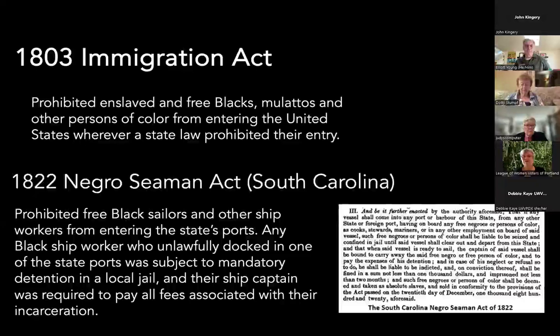Fears of that sort of rebellious attitude by formerly enslaved Black people and free Black people would come into the US. In 1822, there was a Negro Seaman Act in South Carolina that prohibited free Black sailors and other ship workers from entering the state's ports. Any Black ship worker unlawfully docked in one of the state's ports was subject to mandatory detention in a local jail, and their ship captain was required to pay all fees associated with their incarceration. So if we think about detention and deportation, in various ways this goes back, directed specifically against Black people in the early 19th century.